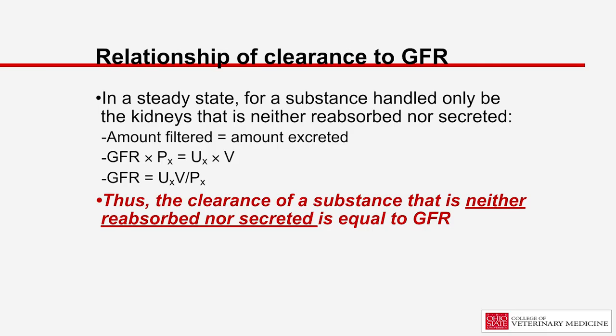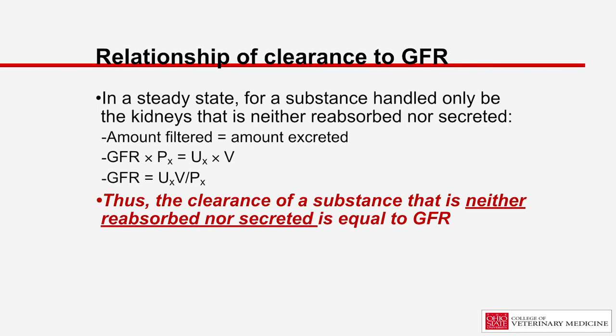So you can measure the clearance of anything, but the clearance of certain things has special significance. The clearance of something that is freely filtered at the glomeruli, but neither reabsorbed nor secreted, is very important because its clearance tells you the GFR. And you can convince yourself of that by some simple math.